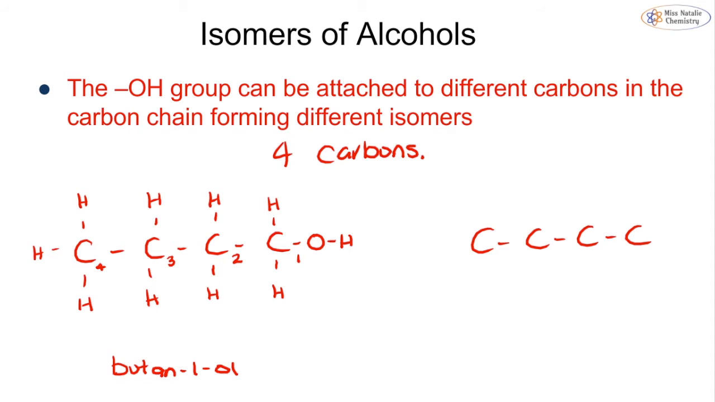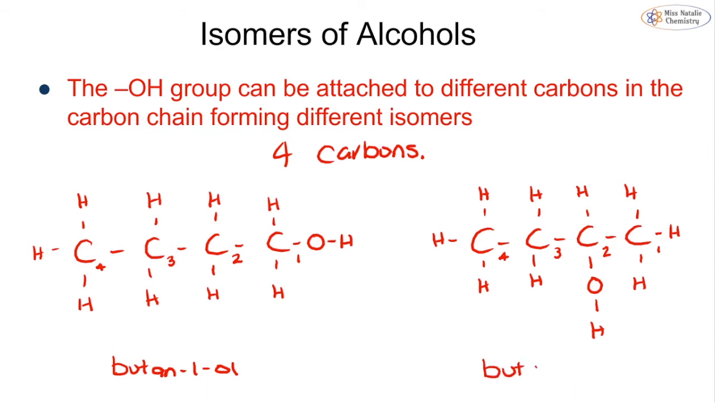However, we could always put the OH here, and then I add in my hydrogens, again making sure that every carbon has 4 bonds, and we have all single bonds. And this time I'm still going to number from right to left, but this time my OH group is on carbon number 2, so this would be butan-2-ol. So these are my two possible isomers with a 4-carbon chain. I can either have butan-1-ol or butan-2-ol.